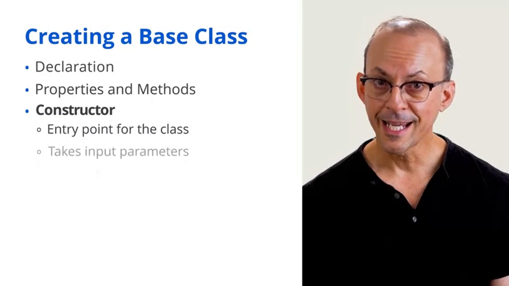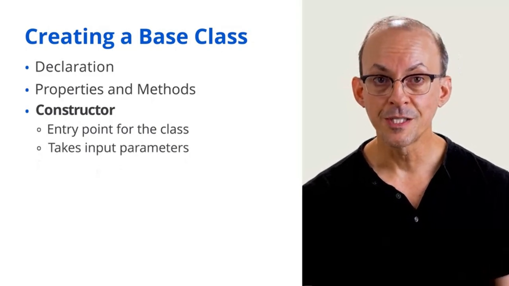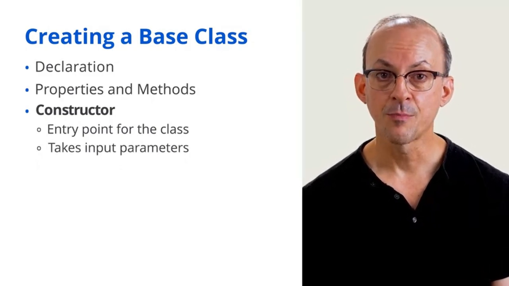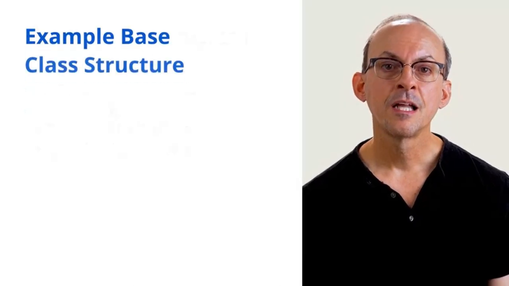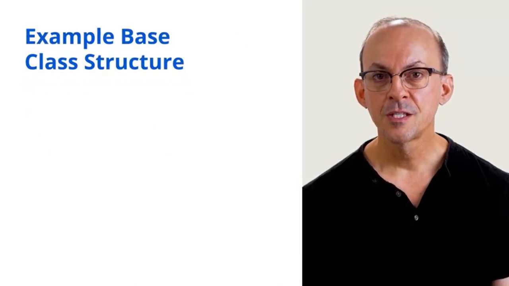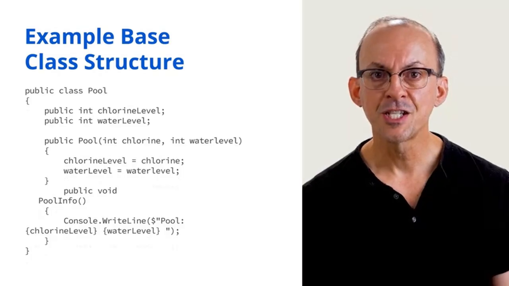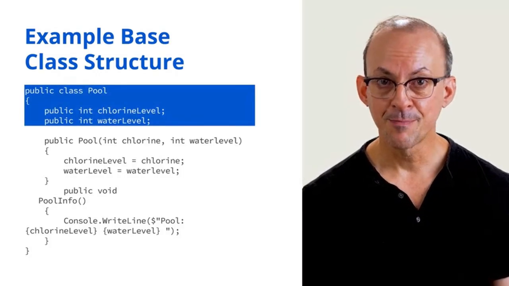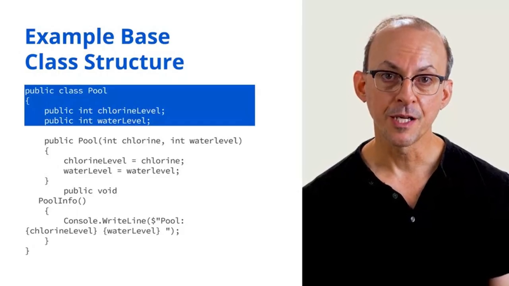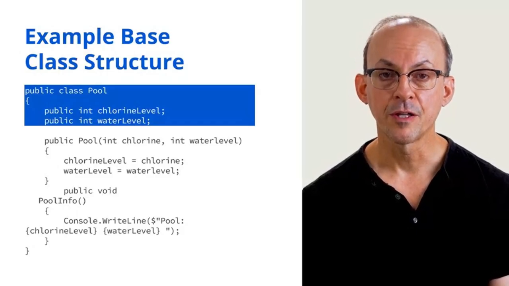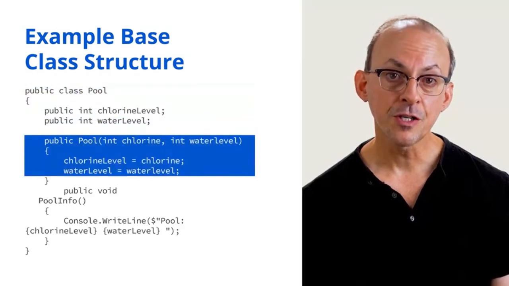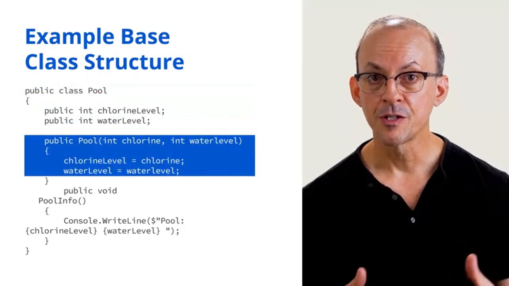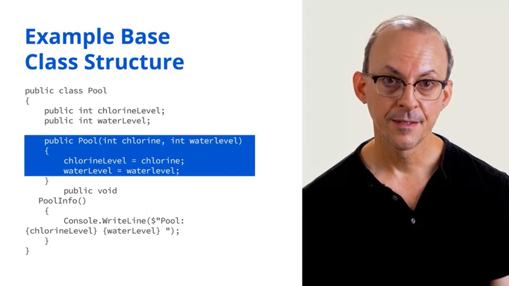The constructor can take input parameters which the developer can use to set the initial values for the class's properties. Let's explore an example. Suppose a developer wants to create a class that manages maintenance information for a pool. They declare the class as public, and it has two properties, chlorine level and water level. The constructor takes these values as input parameters and assigns them to properties.